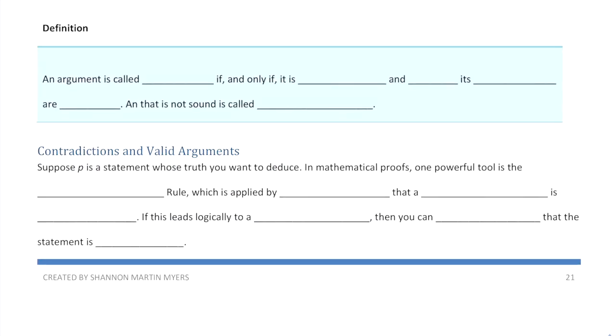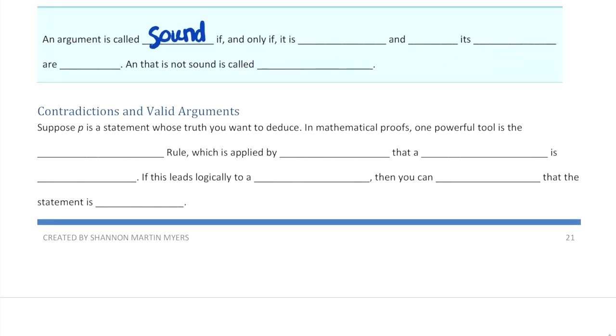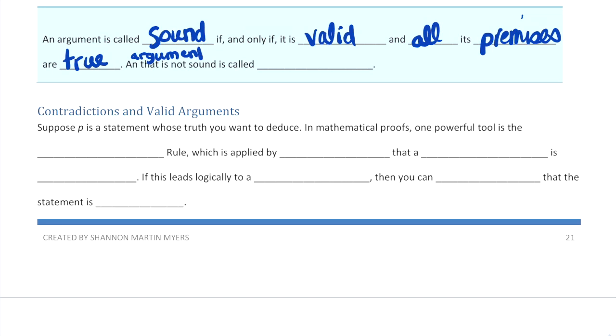Definition: an argument is called sound if and only if it is valid and all its premises are true. Sorry, I'm missing a word here. An argument that is not sound is called unsound.